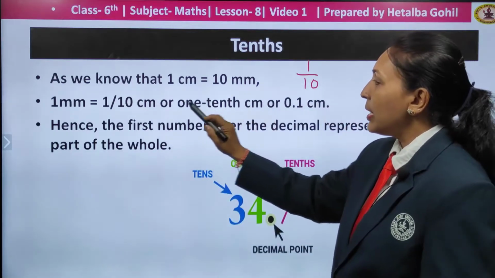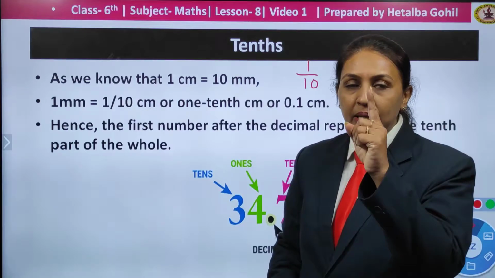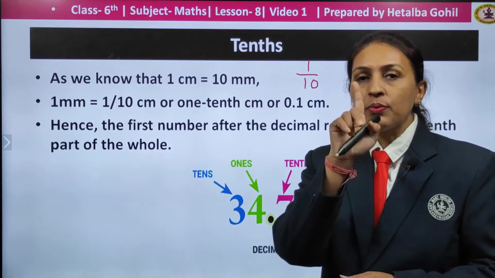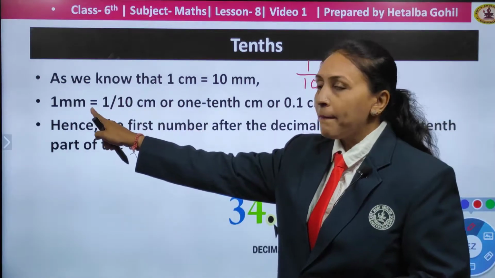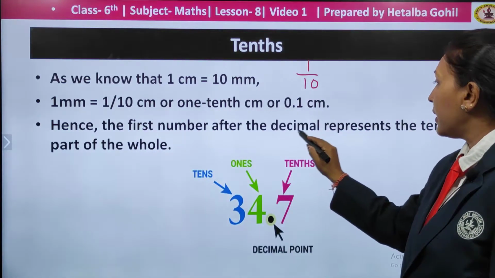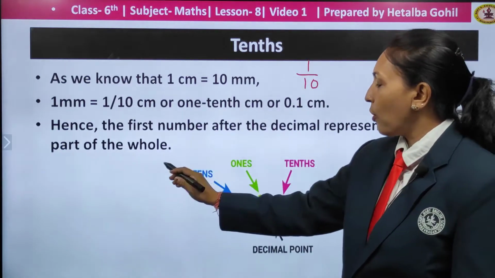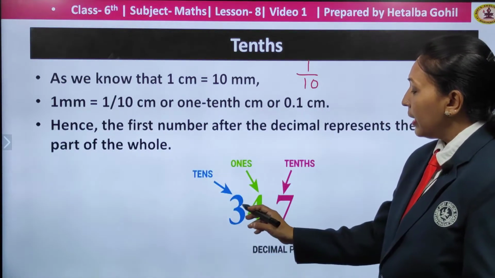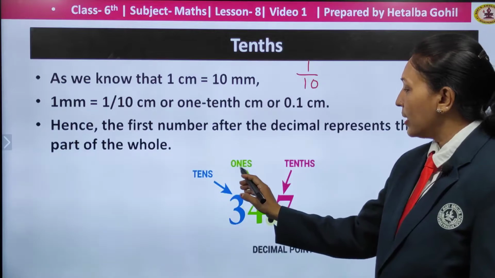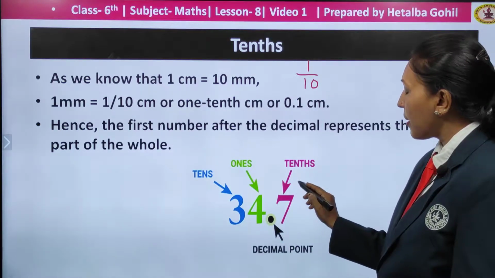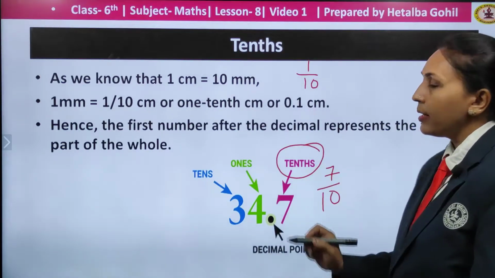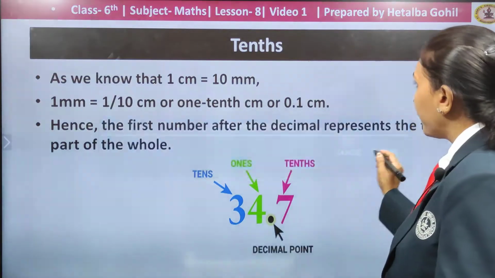So here that means 1 mm, that is the first part, is what? It is the 10th part of the whole. Whole means one full. That means 1 mm is the 10th part of the whole. Hence we can say the first number after the decimal represents the tenth part of the whole. You can see the example given here: 34.7, where 3 is at the tens place, 4 is at the ones place, and after the decimal point the first number is the tenths place, which represents here 7 upon 10. Let us see what we have next.